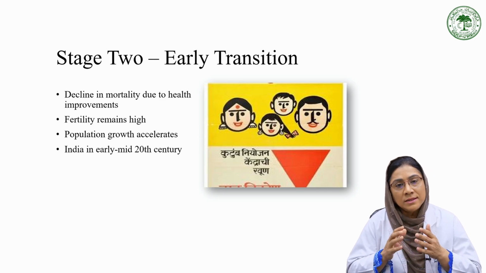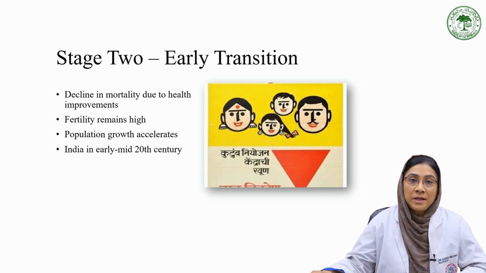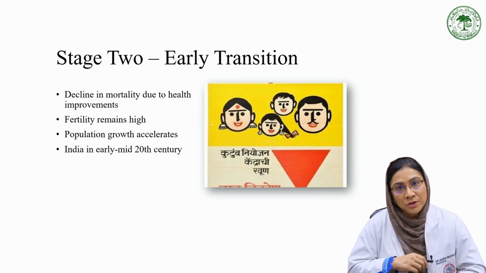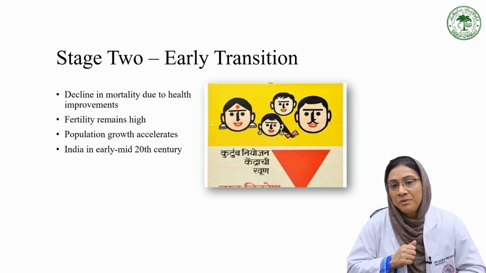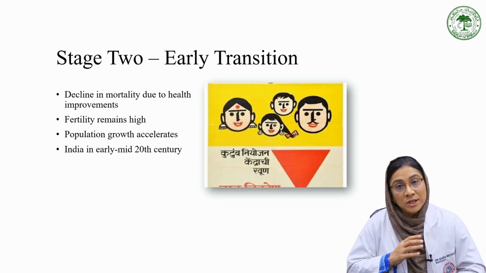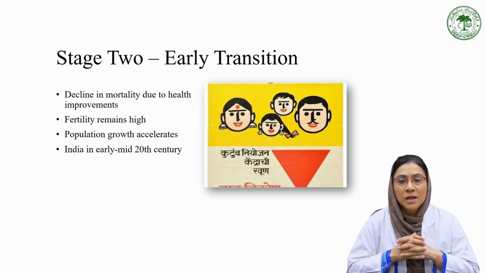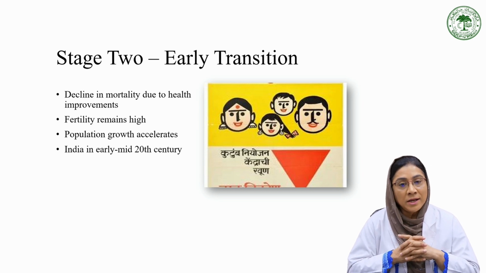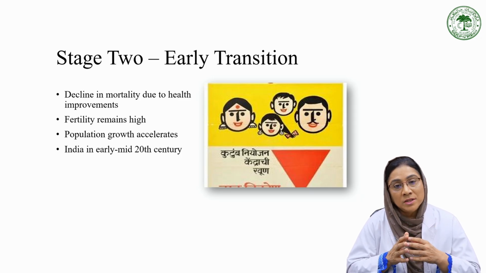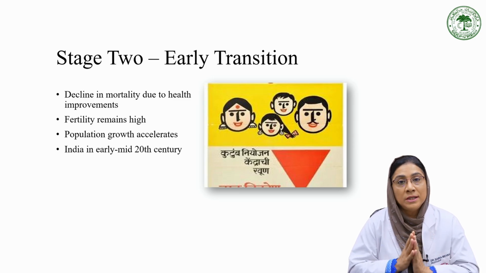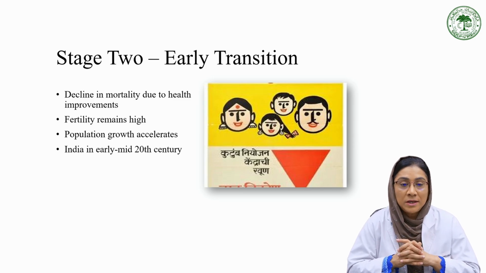As survival improves, parents initially retain high fertility norms for security, labor needs, and son preference. So, population momentum accelerates despite falling mortality. Rapid urbanization and migration intensify during this phase, creating new demands for jobs and urban services and exposing the policy need for coordinated health, education, and employment planning.